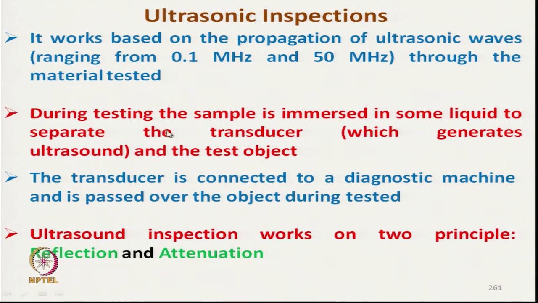During testing, the sample is immersed in some liquid to separate the transducer and the test object. The transducer is connected to the diagnostic machine and passed over the object during the test. So, that transducer is moved over the object. Ultrasound inspection works on two principles, one is the reflection principle, another is the attenuation principle.